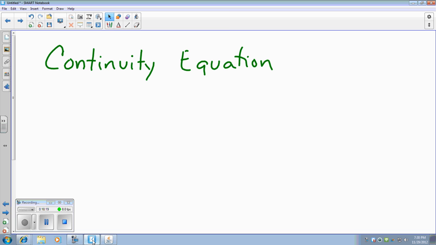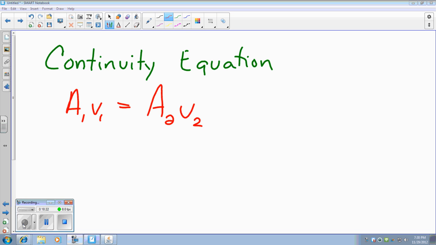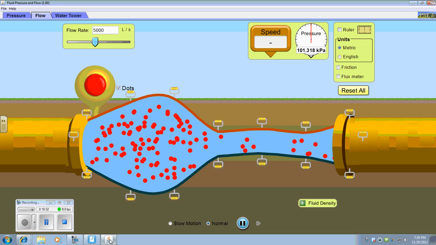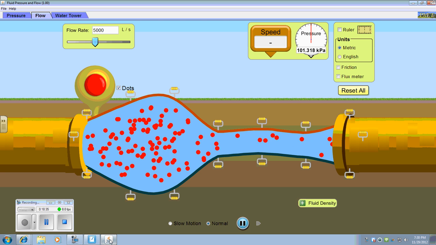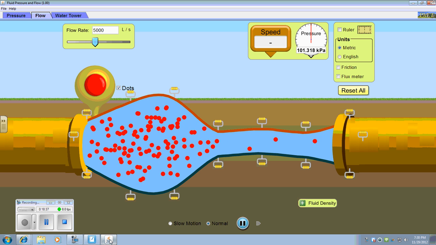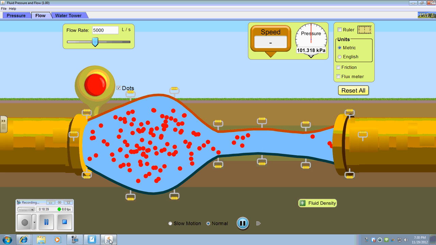Let's jump over. The continuity equation is A1, area 1, multiplied by the velocity 1, is going to be equal to A2 multiplied by the velocity 2. Jump back to our simulation. I can see this in action. I see slow velocity in this large area and high velocity in this small area.